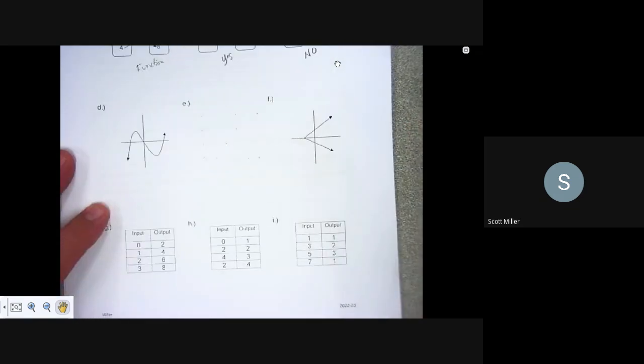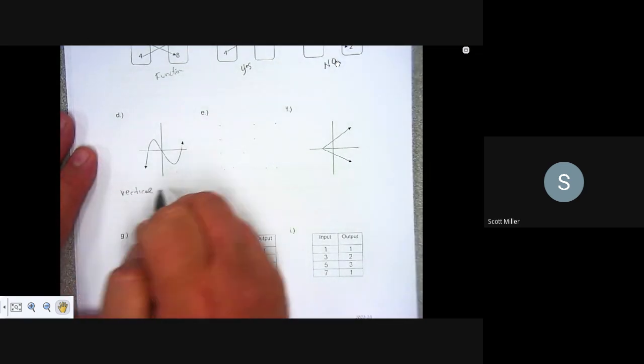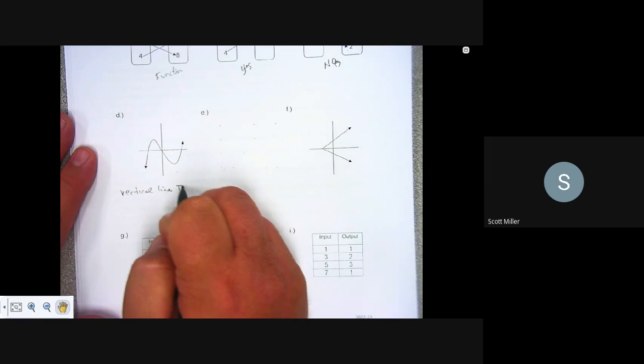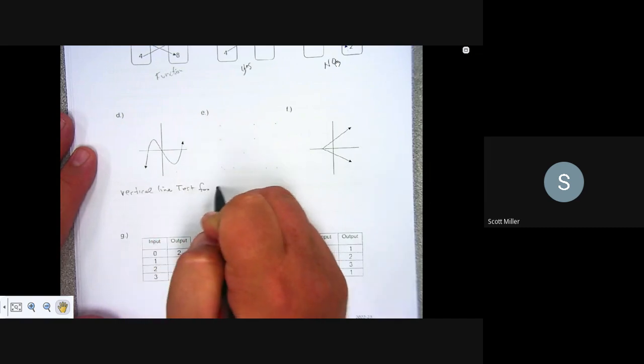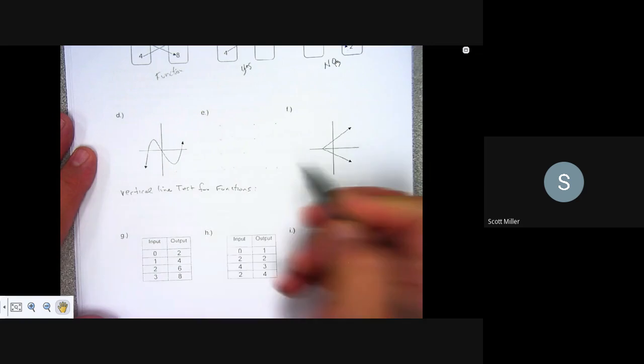So what about graphs? What if I look at a graph? Can I look at a graph and tell if it's a function or not? Well, yes, if you understand the rule that we use. And it is called the vertical line test for functions. Usually we just call it the vertical line test.